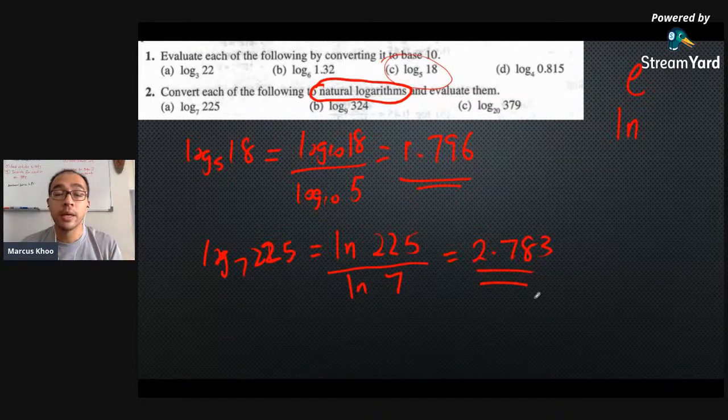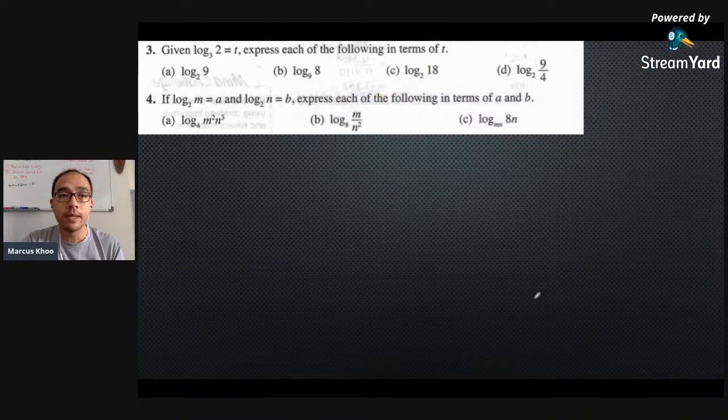2.783. Like that. Okay, so it's log conversion. Conversion is very important because it helps us to do all this simpler. It makes the calculation of values much simpler. Is this the last one? Yeah, this is the last one.